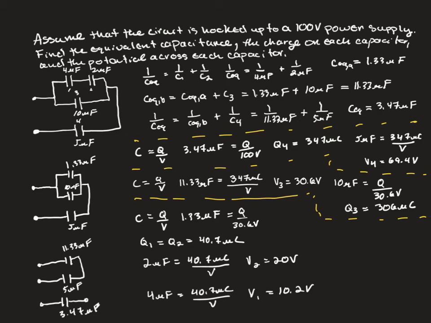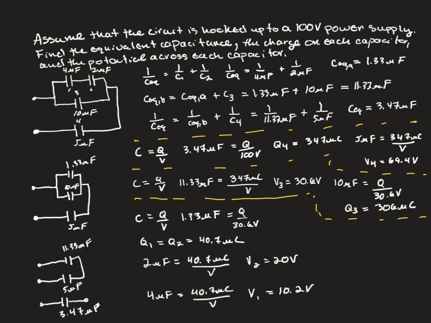And then I can use the individual capacitance, so 2 equals 40.7 microcoulombs divided by volts. My voltage ends up to be 20 volts. And then when I do the 4 microfarads equals 40.7 microcoulombs divided by the voltage, it's going to equal 10.2. So now we have the charge and the voltage for each individual capacitor.